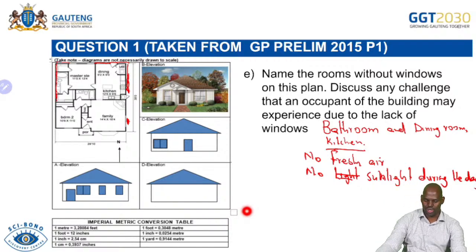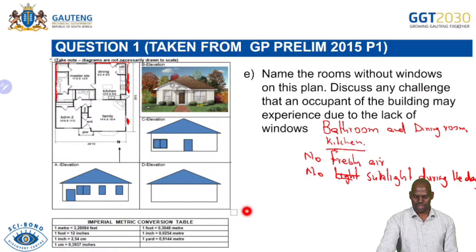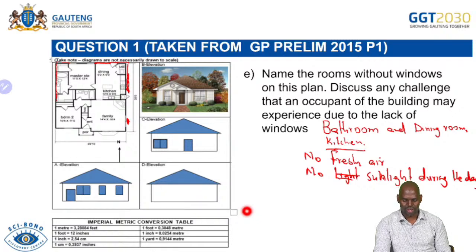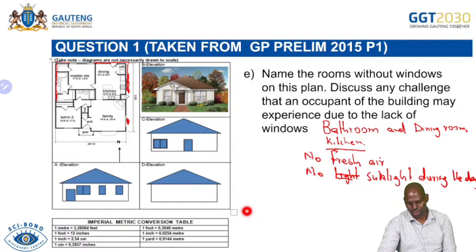Okay, so those will be the possible reasons there. Bathroom, dining room and kitchen: no fresh air, and if they have to open the windows, they won't be able to open the windows. That means they won't be able to get fresh air, and there won't be any sunlight during the day.